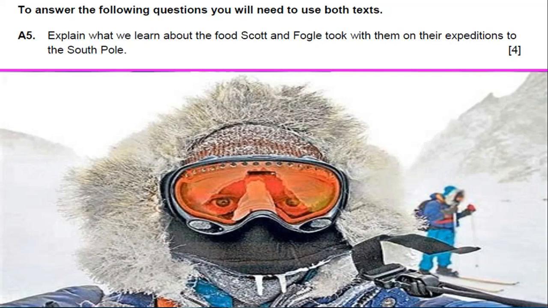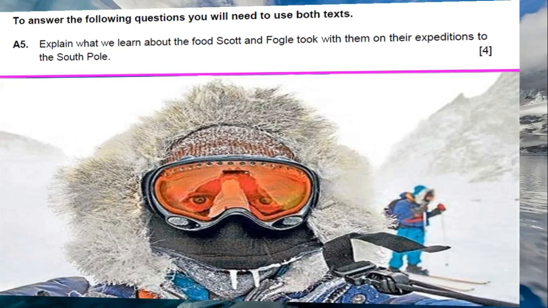Hi, welcome to this video on question 5 of the EDUQAS GCSE English Language Paper 2. This is looking at the first comparison question. There's two comparisons in the exam. This is question 5, and this is: explain what we learned about the food Scott and Fogle took with them on their expeditions to the South Pole.